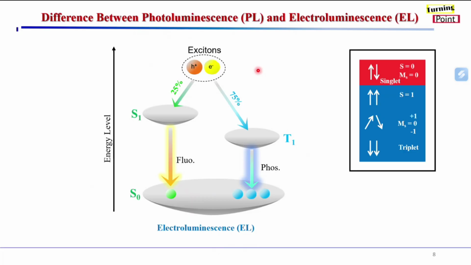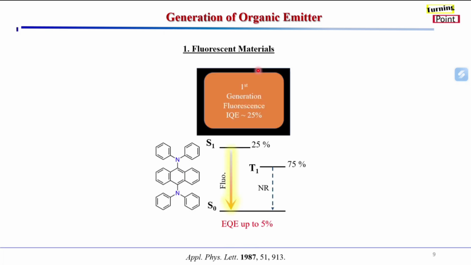Therefore, we only focus on electroluminescence. In electroluminescence, based on how the excitons are utilized, the organic emitters are classified into several generations. The first generation is based on fluorescence materials, where the 25% singlet excitons are utilized to generate light. And the rest of the 75% triplet excitons come back to the ground state via a non-radiative process. Therefore, the internal quantum efficiency reaches a maximum of 25%, and the maximum external quantum efficiency reaches up to 5%.